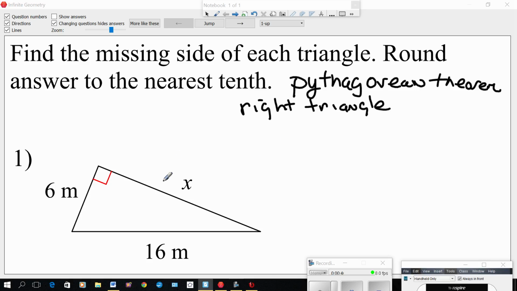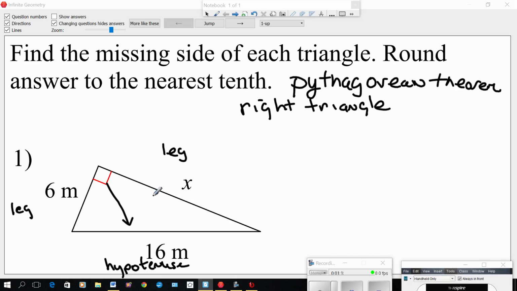Okay, some nomenclature for the triangle. You have legs of a right triangle and you have a hypotenuse. If you go directly opposite your right angle, this will be your hypotenuse. The other two sides that are not the hypotenuse are called the legs. So we call this one a leg, and this other side we call a leg.